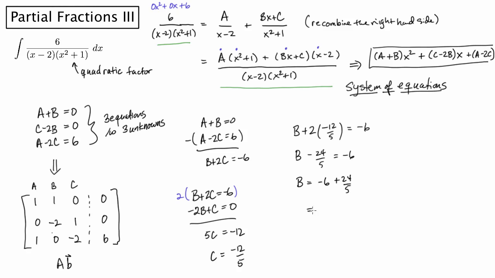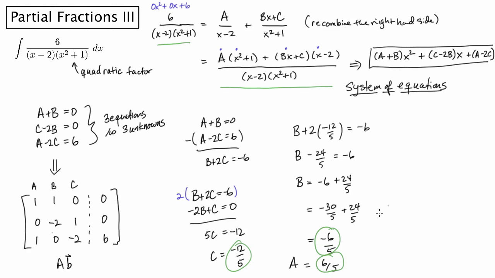Get a common denominator here. That's going to give us b is negative 6/5. And then finally, from this first equation, we know that a plus b is 0, so if b is negative 6/5, that means a is positive 6/5. So here are our three coefficients a, b, and c, which says that in terms of our integral, we can do the decomposition as follows.